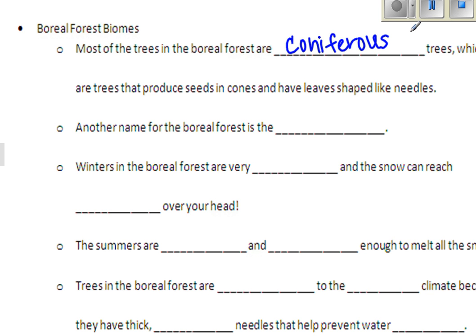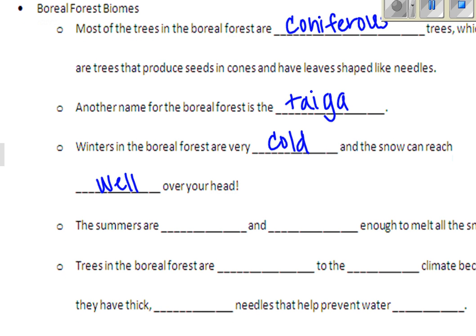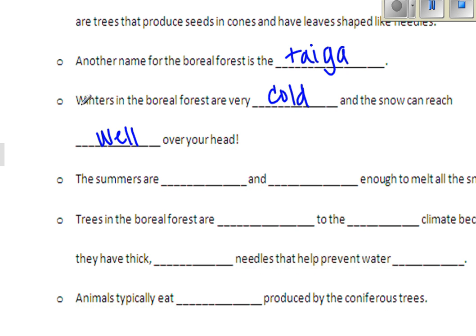Which are trees that produce seeds and cones and have leaves shaped like needles. Now, another name for the boreal forest is the taiga, and that's the Russian name for the boreal forest, the taiga. And winters in this boreal forest are very cold. And the snow can reach well over your head. So there's tons of snow in the boreal forest and very cold temperatures. And that's during the winter in the boreal forest.